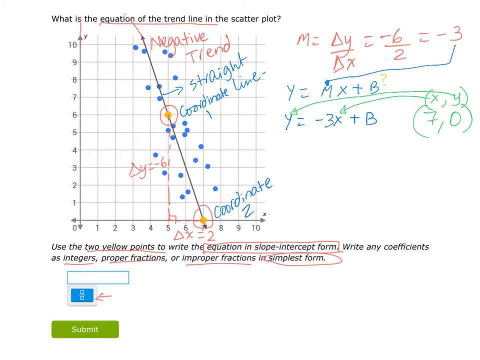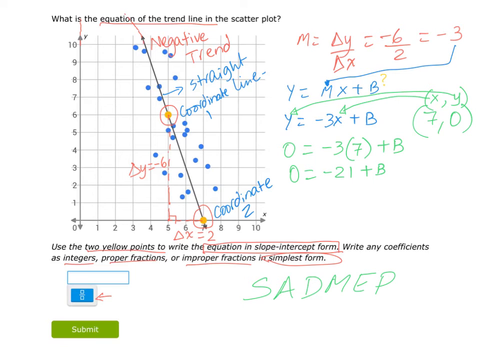So y is 0, negative 3 times 7 plus b. So now you have an equation. You use PEMDAS, you have an equation like this. If you recall, when you're solving equations, you use SADMAP. So we see a subtraction, we see an addition, we see division, multiplication, exponents, and parentheses.